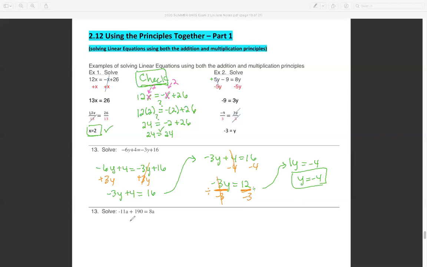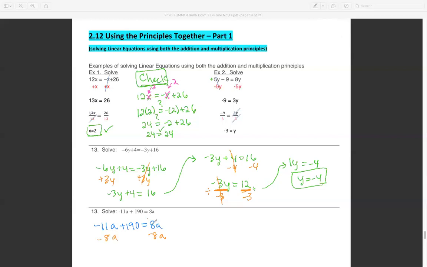Okay, so let's look at this one here. We have negative 11a plus 190 equals 8a. Again, we have a variable on the left side and a variable on the right side, so we need to get rid of one of them. I'm going to get rid of the 8a. The opposite of a positive 8a is a negative 8a, so just subtract that from both sides.